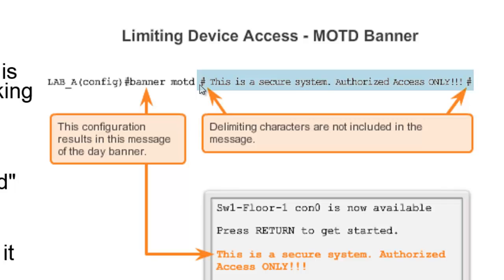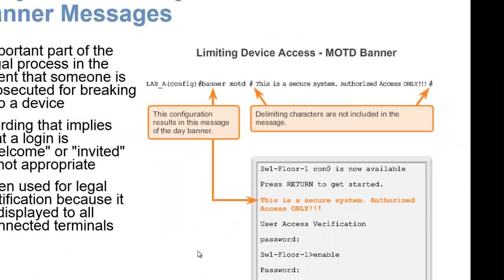Now notice the pound sign at the beginning and at the end. That's what they call a delimiting character. It says the following is only a message, treated as text. So from the starting point, this is a secure system, authorized access only. The exclamation is here for emphasis, and then the pound sign. So pound is the beginning, pound is the ending. That tells the computer anything between the two is only text. And this is the result. So when I went out of config, this is a secure system, authorized access only will appear.